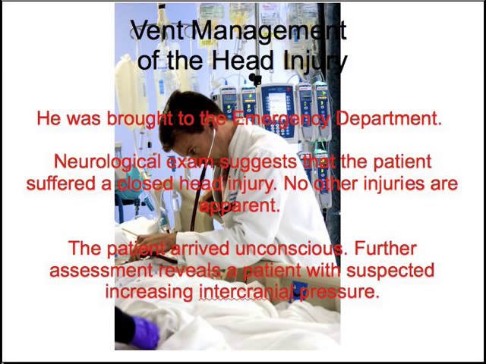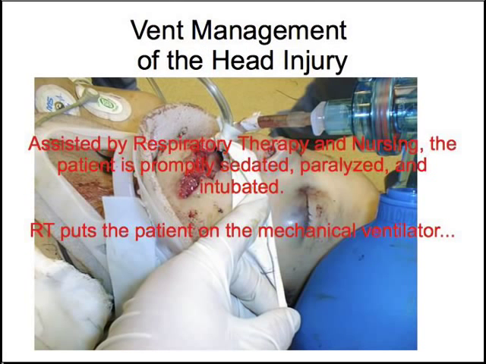Neurological exam suggests that the patient suffered a closed head injury. No other injuries are apparent. The patient arrived unconscious. Further assessment reveals a patient with suspected increasing intracranial pressure. Assisted by respiratory therapy and nursing, the physician promptly sedates, paralyzes, and intubates the patient. RT then puts the patient on the mechanical ventilator. This is where you come in.